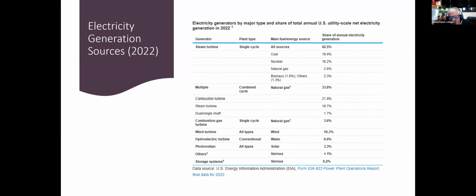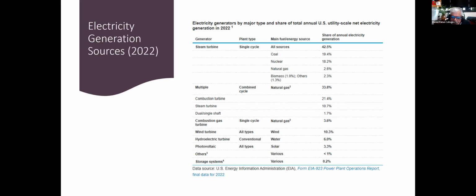21.4% is from combustion turbine. That means that we have a combustion to heat the water to generate steam and generate electricity. Or we use combustion turbines, that actually use natural gas to rotate and generate electricity. Then we have a steam turbine, and then we have dual or single shaft turbines, and so on.